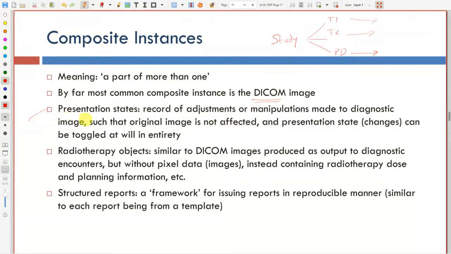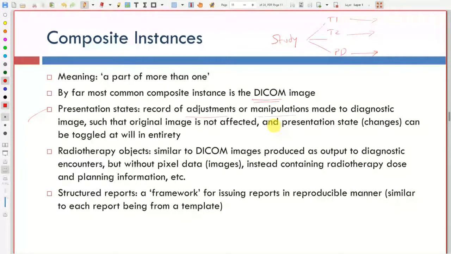It's very important to also have, as I said before, the presentation states. You record the adjustments or the manipulations that happened by the doctor, by the reading doctor, to these images, so that the original image is not affected. For example, if I get the image, I magnify it. Okay, if he likes the image magnified, that's fine. You can record that operation and keep the original data.